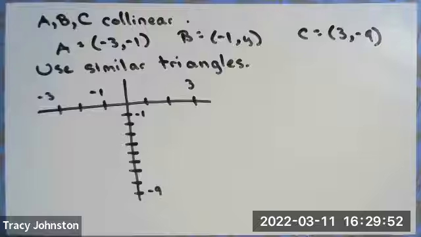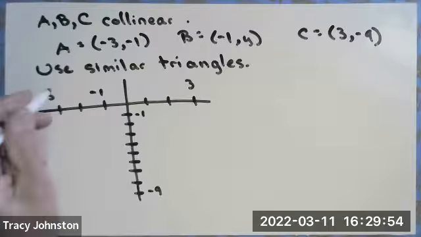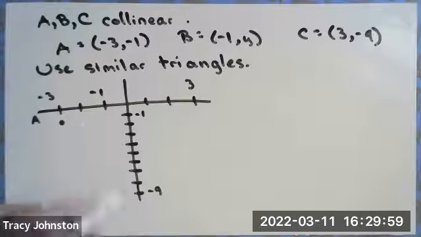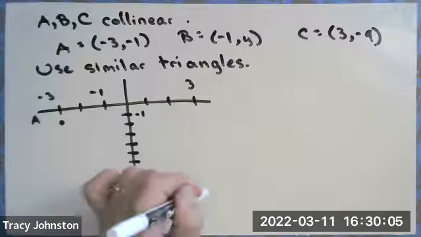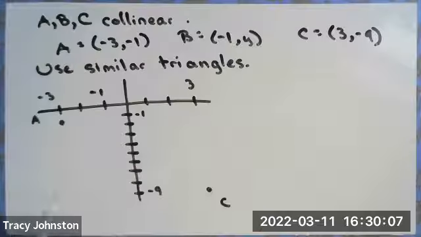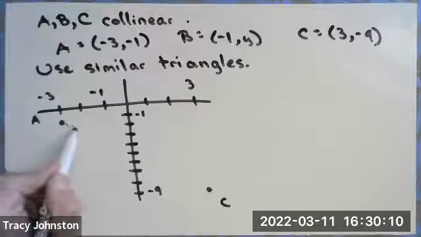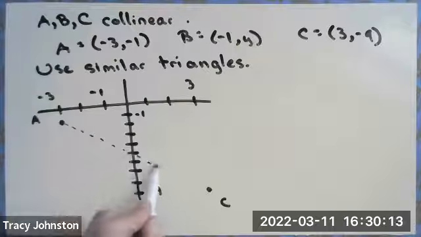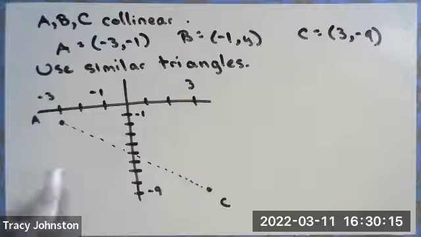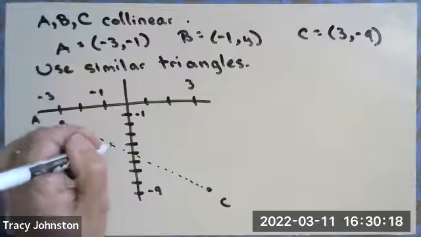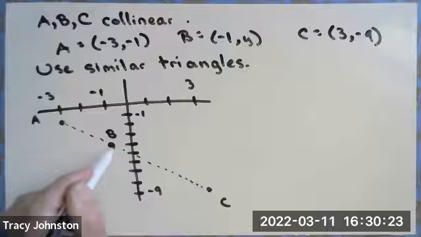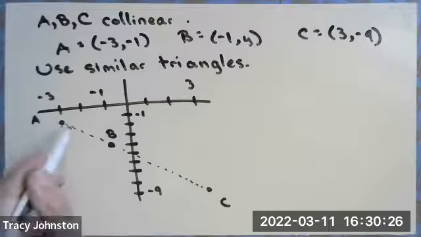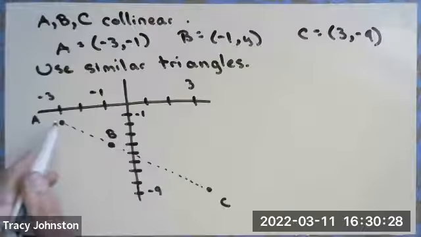So the first thing we do is plot the points. (-3, -1) goes here, so that's point A. For B, (-1, y), we're not quite sure where to put it yet, but let's plot (3, -9), which is C. And so I connect them with a line. Now I know that point B has to be here someplace, because it's -1 comma some y value, but it also has to fall on the line between A and C.